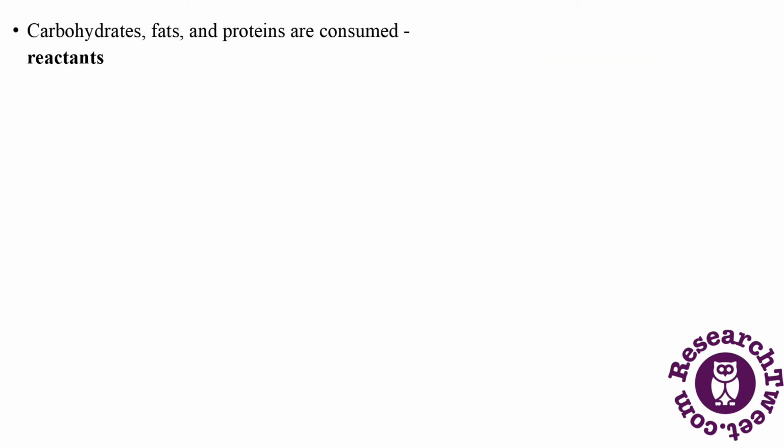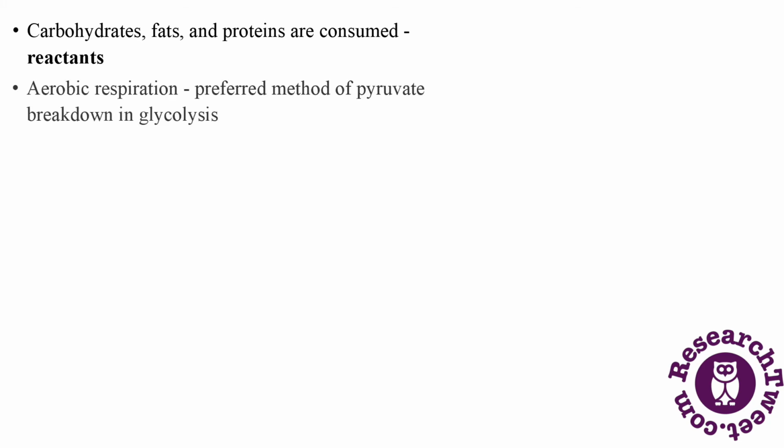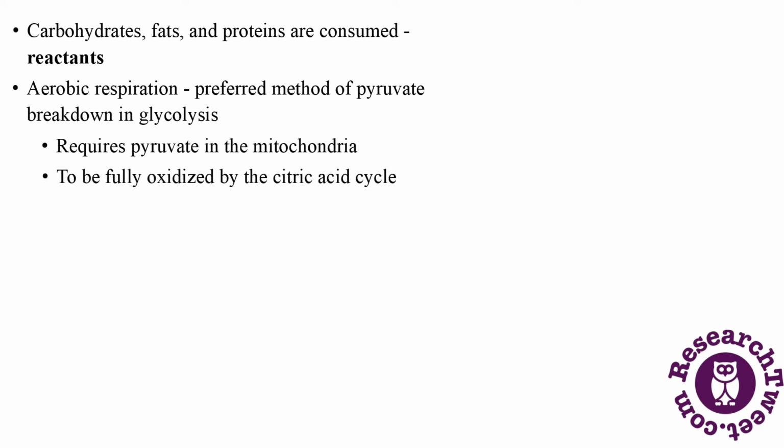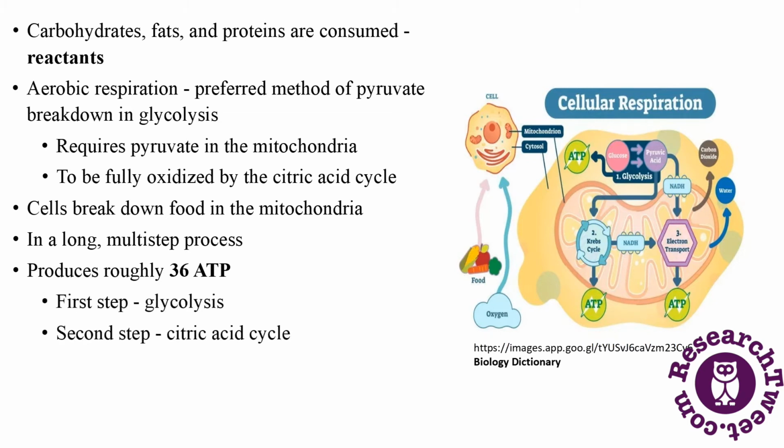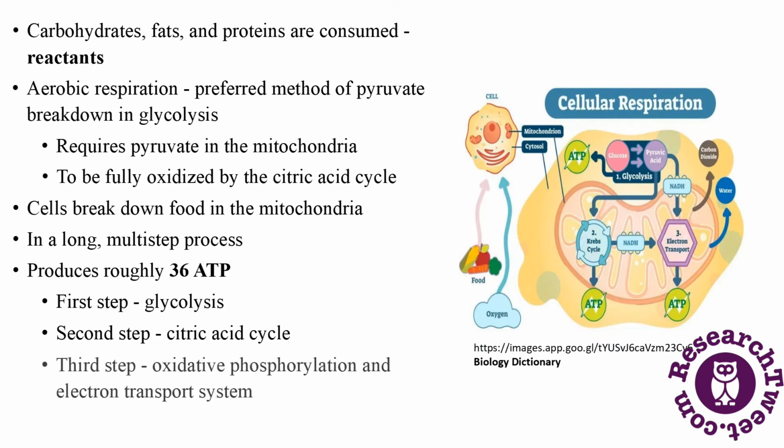Although carbohydrates, fats, and proteins are consumed as reactants, aerobic respiration is the preferred method of pyruvate breakdown in glycolysis and requires pyruvate in the mitochondria in order to be fully oxidized by the citric acid cycle. Cells break down food in the mitochondria in a long multi-step process that produces roughly 36 ATP molecules. The first step is glycolysis, the second is the citric acid cycle, and the third is the oxidative phosphorylation and electron transport system.